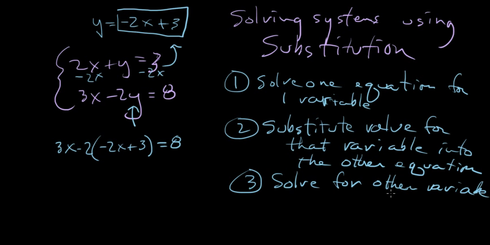In this case, I'm going to solve for x. So 3x plus negative 2 times negative 2x is plus 4x. Negative 2 times 3 is minus 6. That equals 8. So 3 plus 4 is 7.